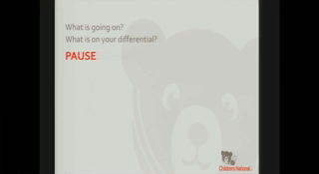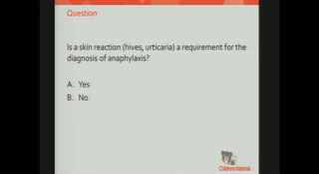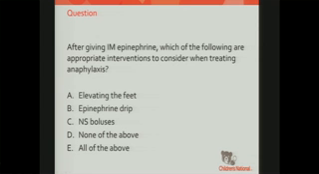So what's on your differential? Anaphylaxis, awesome. Is a skin reaction, hives, or urticaria a requirement for the diagnosis of anaphylaxis? Not to the end, don't shout out the answers. After giving IM epi, which of the following are appropriate interventions to consider when treating anaphylaxis? Elevating the feet, an epinephrine drip, normal saline boluses, none of the above, or all of the above.